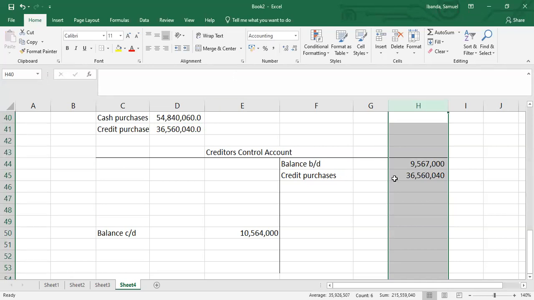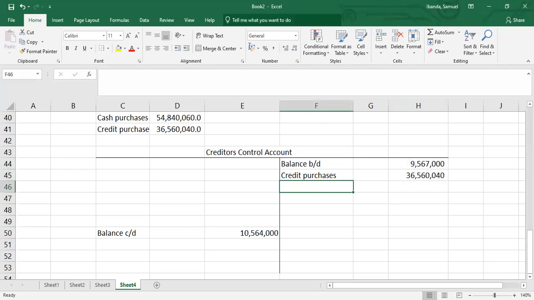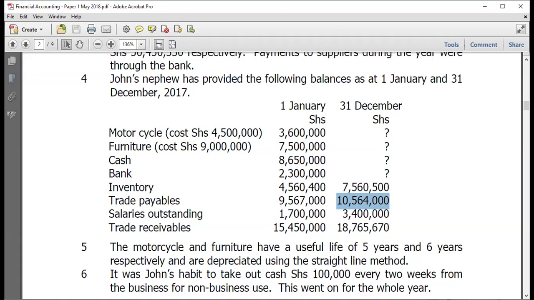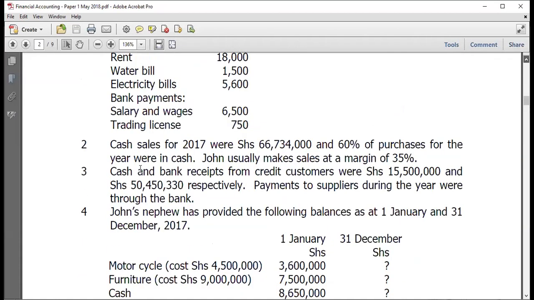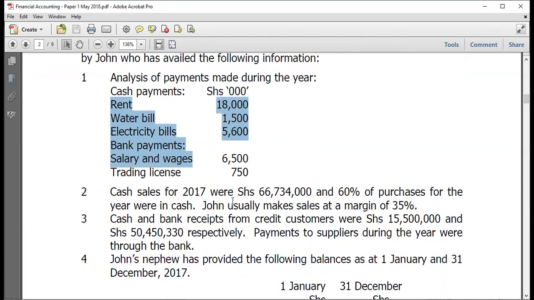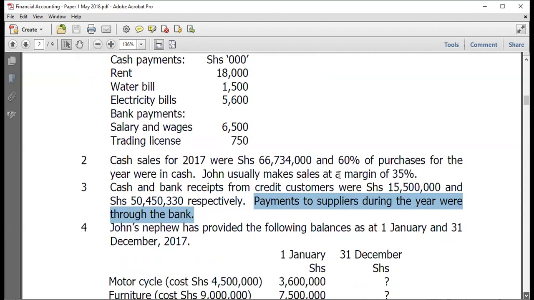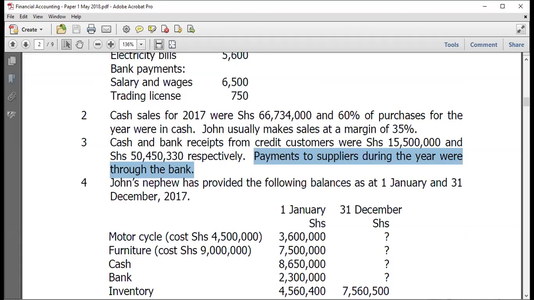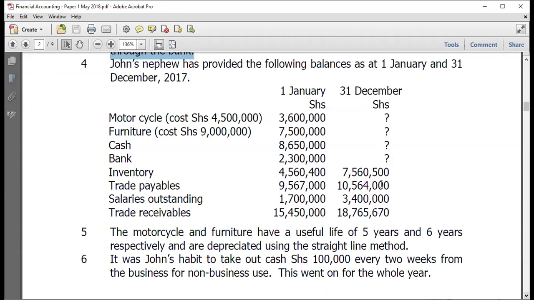Okay, so once I have included that there, mine is to go and look in the question and see what else I should pick from the question. So I'll come here. Analysis of payments made during the year, cash payments right there. All this does not affect my creditors' control account. I'll proceed to cash sales for 2017, which I've already used. Cash and bank receipts from credit customers, I've already used, does not relate to accounts payable. Payments to suppliers during the year were all through bank. That is just for information purposes, that after I've gotten the payments to suppliers figure, I should record it under the bank column, okay? Mine is also to look at these balances. I've already utilized these balances accordingly. The motorcycle and furniture is full. This is not related to what I want.